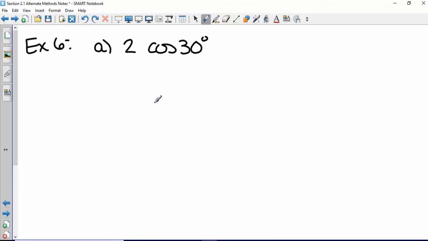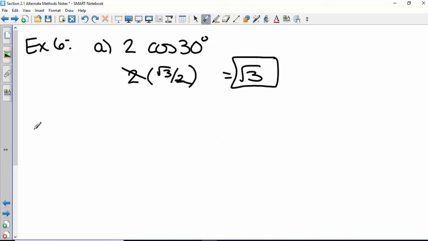So the first one, we had 2 cosine of 30 degrees. Everybody with me there? Okay. What is the cosine of 30 degrees? Let's try not to look at the table. Let's use our hand trick. So if we fold in our 30, cosine is the square root of the bottom over 2. Radical 3 over 2. 2's cancel, and we get radical 3.